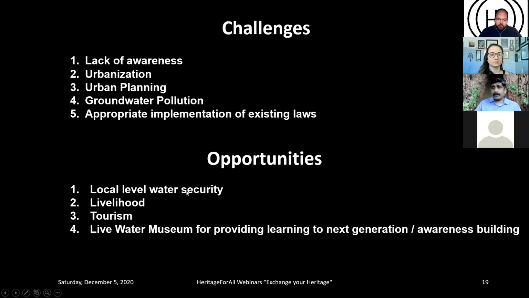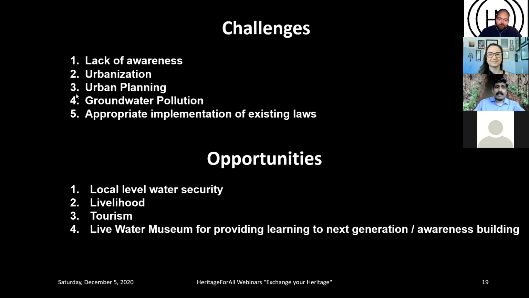Now, the opportunity is for development of livelihood as well. If these Qanats are restored, there is a lot of tourism potential in it. People can come visit. It also can become a live water museum, which will become a learning point for generations to come. So such initiatives are what we are looking at. So thank you for patient listening.